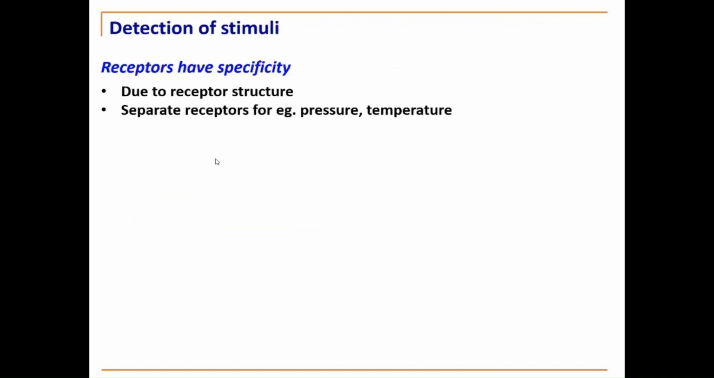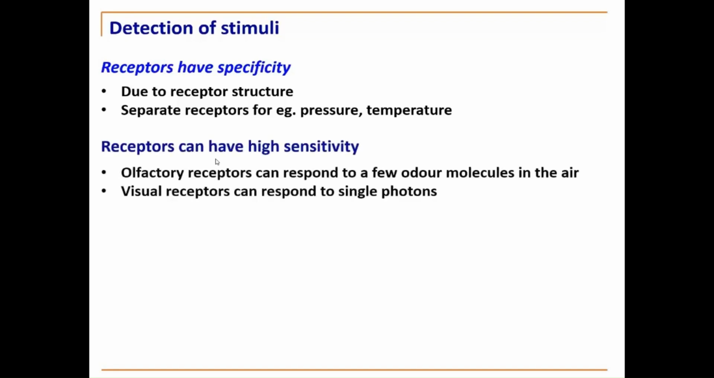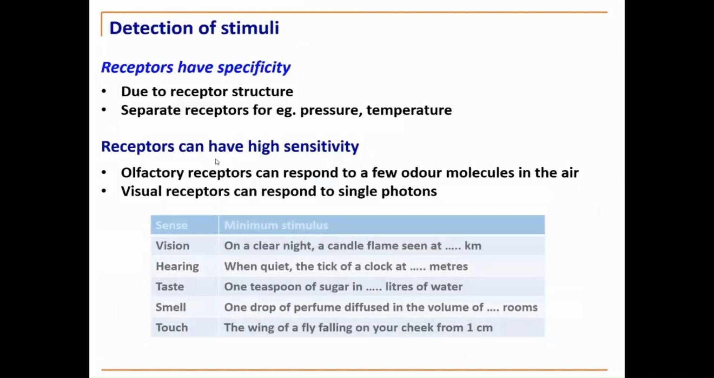So our receptors do have specificity. For example, a touch receptor is sensitive to pressure, but not to a dissolved stimulus. That's because of their differing receptor structures. And like I said, there are separate receptors for pressure, for temperature, for chemicals, whatever it might be. And they can have very high sensitivity. For example, our olfactory receptors, those involved in smell, can respond to just a few odor molecules in the air. Your visual receptors can respond to single photons, so that sensitivity can be very, very high.